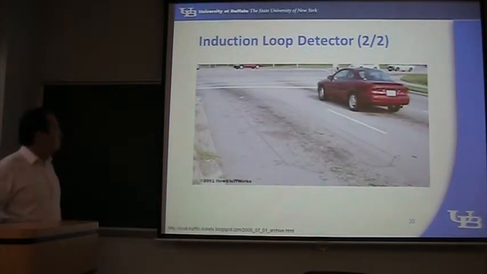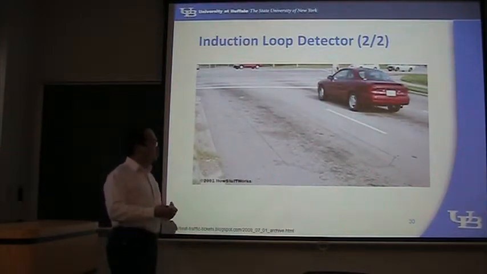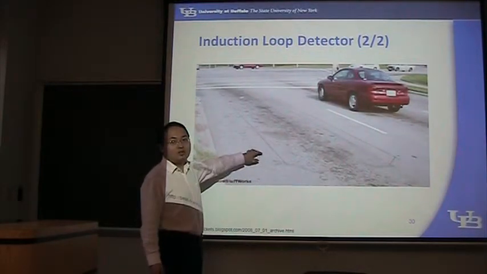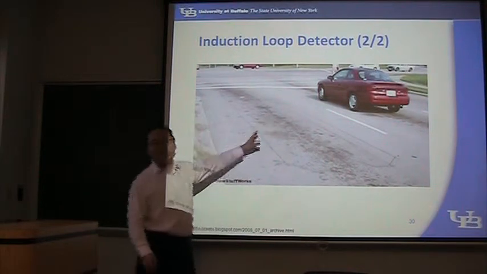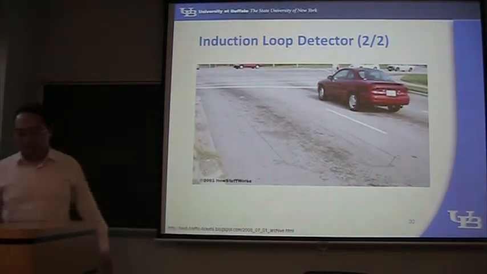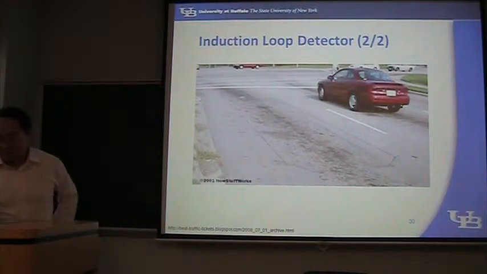Now I want to tell you how to detect. How can you find out that there is a loop underground? So if you see something like this, this will mean a newly installed induction loop, like this. All right.